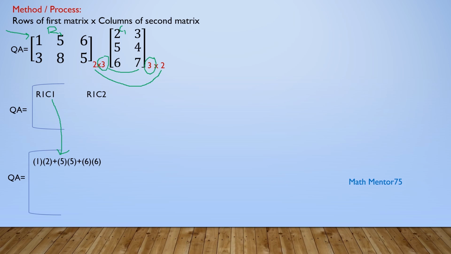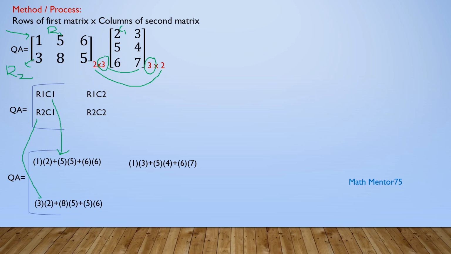Now after that R1 C2, that is first row and the second column. The method is the same. First with first, second with second, third with third. Now R1 has done its duty. Now let's do the working of R2. This is our R2. Now let's multiply R2 with the two columns one by one. So R2 with C1 and then R2 with C2. Again, first element with first, second element with second.